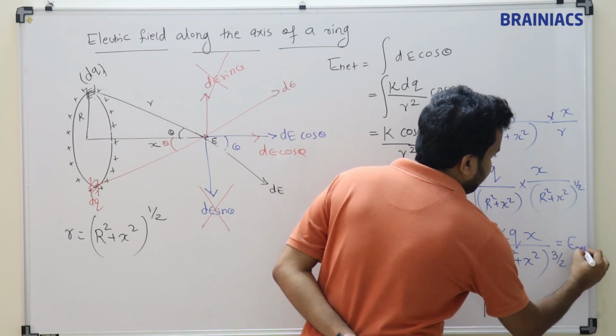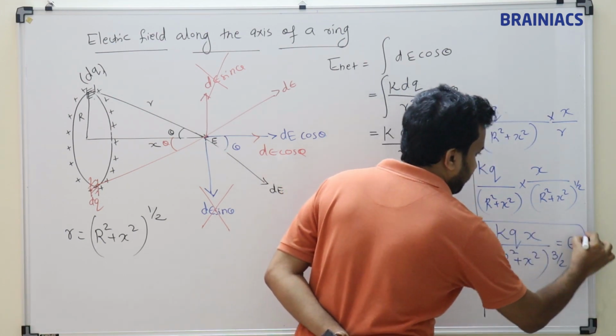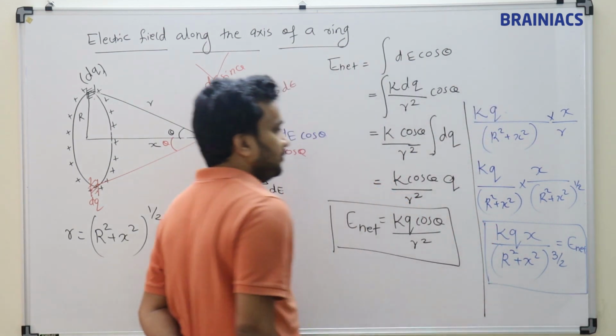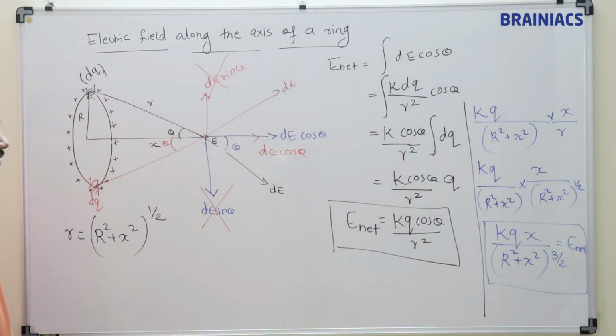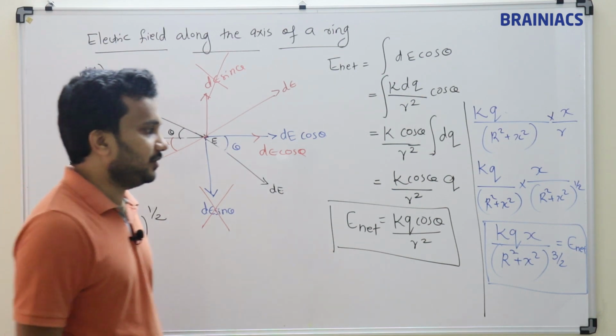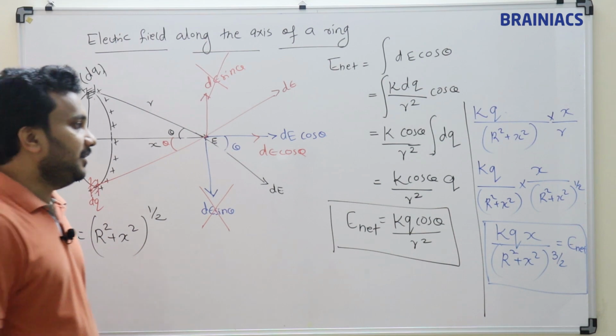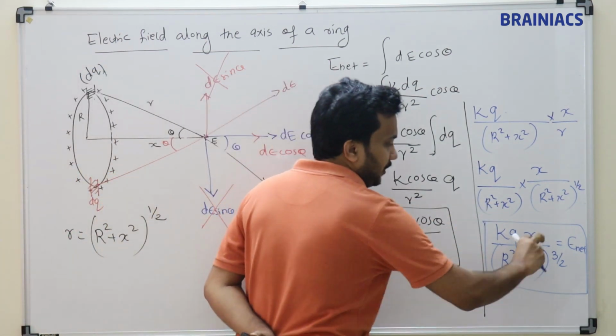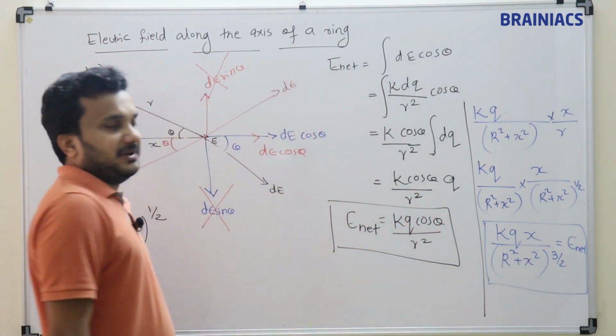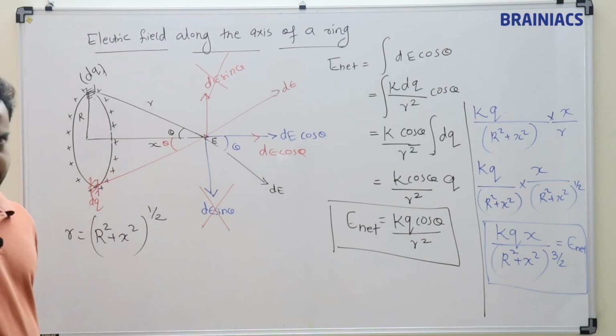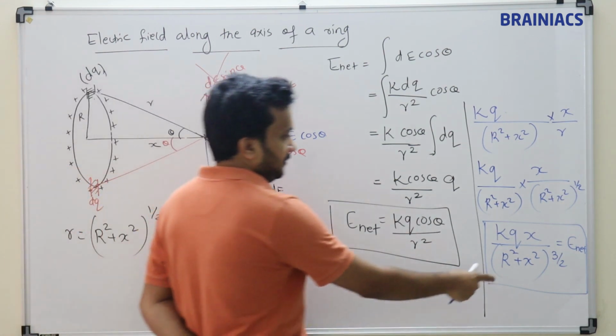This is the net electric field. Put it in a box. This is the net electric field. This is what you have seen in your NCERT or any other textbook. This is the value in which you have seen the total electric field equal to KQX whole divided by R square plus X square whole power 3 by 2. I hope you understand these points.